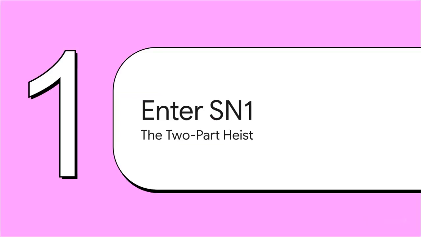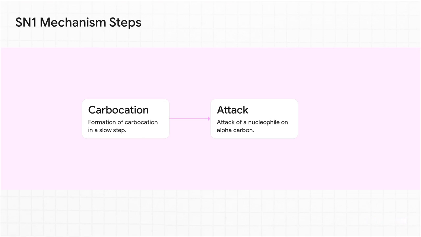Enter SN1, the two-part heist. Now, tertiary alkyl halides heavily favor this specific SN1 reaction. But why call it a two-part heist? Well, unlike some reactions that just happen in one chaotic crash, SN1 is highly calculated. It happens in two very distinct sequential steps. The whole thing plays out like a deliberate two-act play. Step 1 is the formation of a carbocation, and Step 2 is the attack of a nucleophile. You literally cannot have the second without the first.